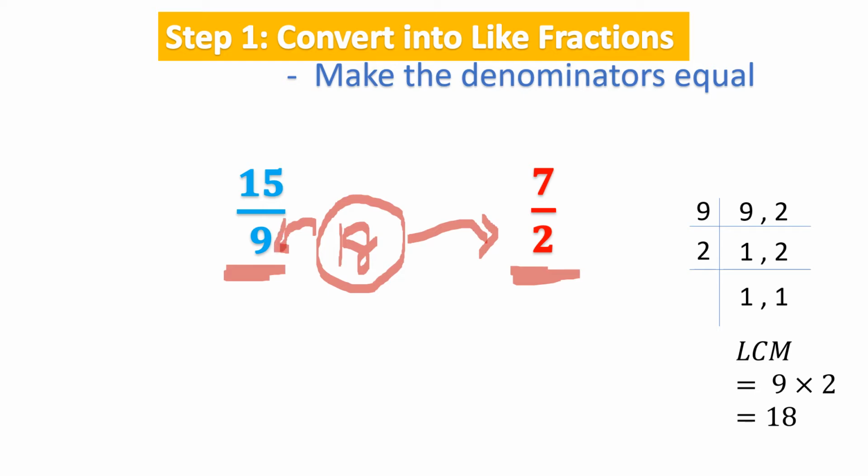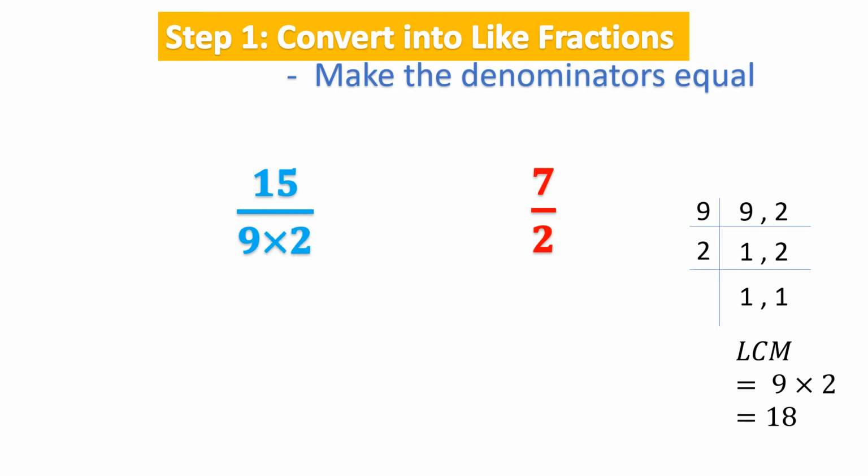So how am I going to do that? Look, 9 I need to convert it into 18. So what am I going to do? I need to multiply 9 by 2. Only when I multiply 9 by 2 I get 18, right? 9 into 2, 18, right?